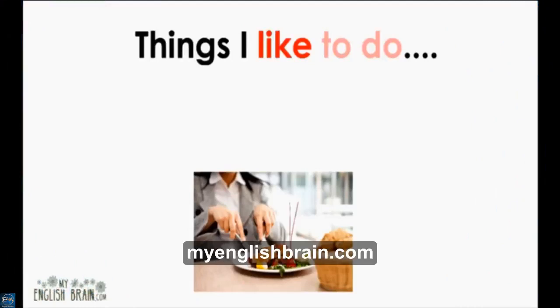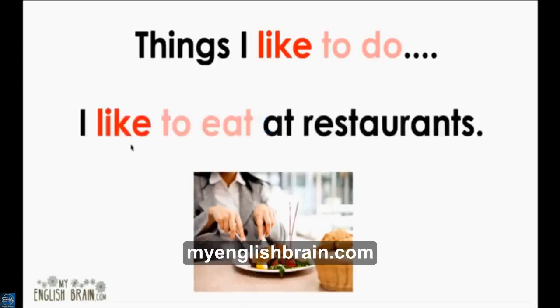Okay, now it's time for our grammar. But let's look at this sentence, things I like to do. From the picture, we can say, I like to eat at restaurants. Now, let's focus on this part. I like to eat at restaurants.